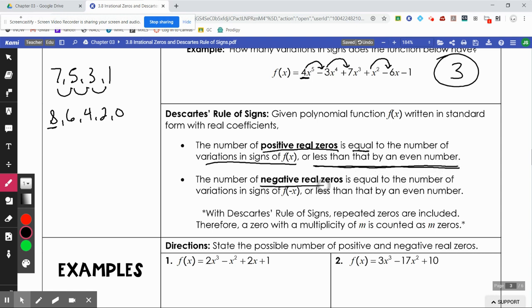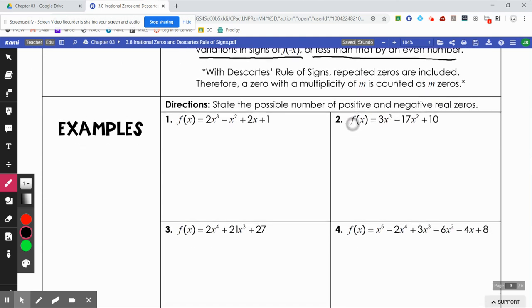The number of negative answers is equal to the number of variations in signs of f of negative x. Remember, we found f of negative x when we were finding out if a function's even or odd, or less than that by an even number. So kind of the same scenario as up here. With Descartes' rule of signs, repeated zeros are included. Therefore, a zero with a multiplicity of m is counted as m zeros. Remember that. Keep that in mind.